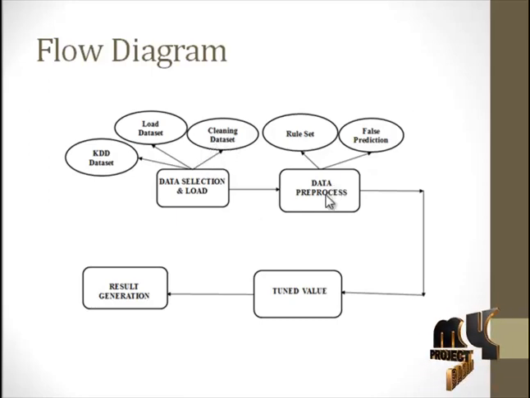Next, we go to the next process, data pre-processing. In data pre-processing, we have two processes to analyze. The first one is the rule set, and the second one is the false prediction. In the rule set, we set particular rules to identify the data and also predict the false data. Next, we get the tuned value, the tuned set of data. And next is the result generation. The final result comes from this process.